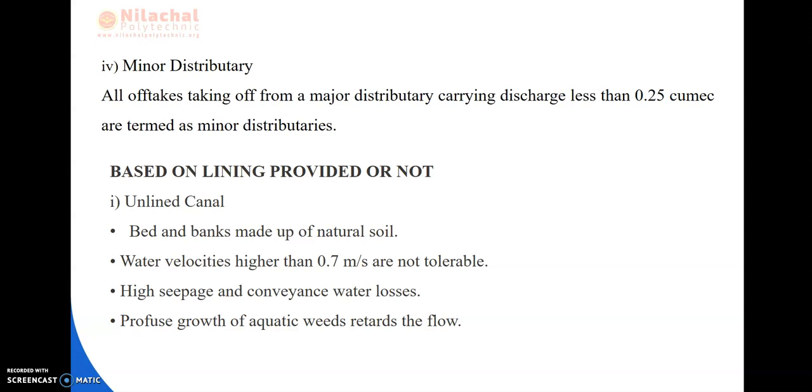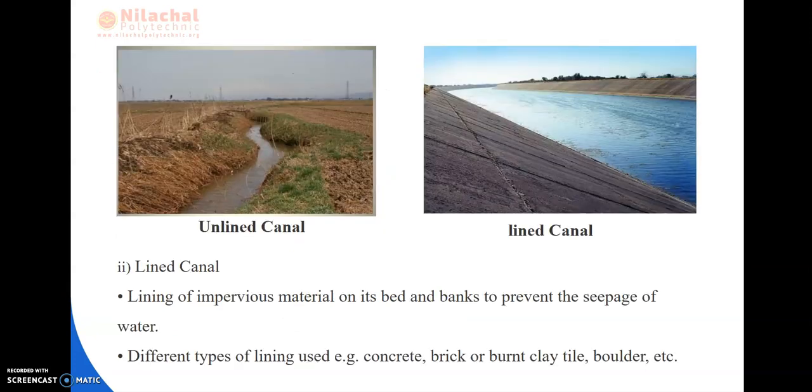First is unlined canal. Beds and banks are made up of natural soil. Water velocities higher than 0.7 meter per second are not tolerable. There is high seepage and conveyance water loss, and profuse growth of aquatic weeds retards the flow. Okay. Next is lining of canal.